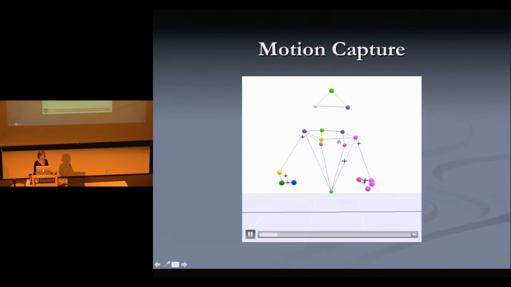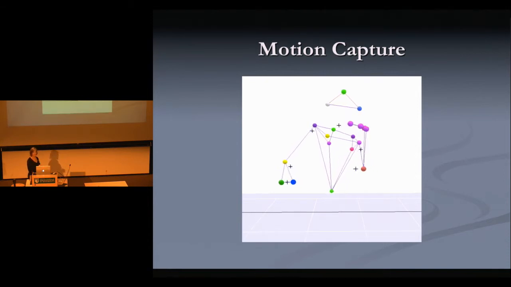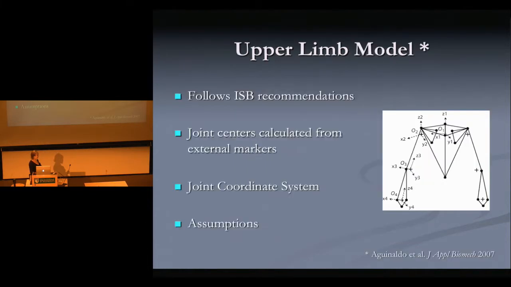Here's another video. Let's see. So the colored balls here represent the markers that are placed on the skin. The crosses indicate the joint centers that are calculated from the external markers. There's also one on the cup. So from these little dots, we calculate the joint kinematics using an upper limb model.